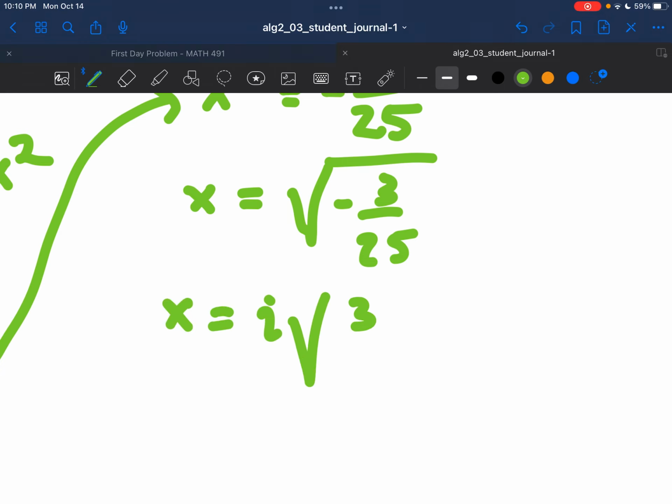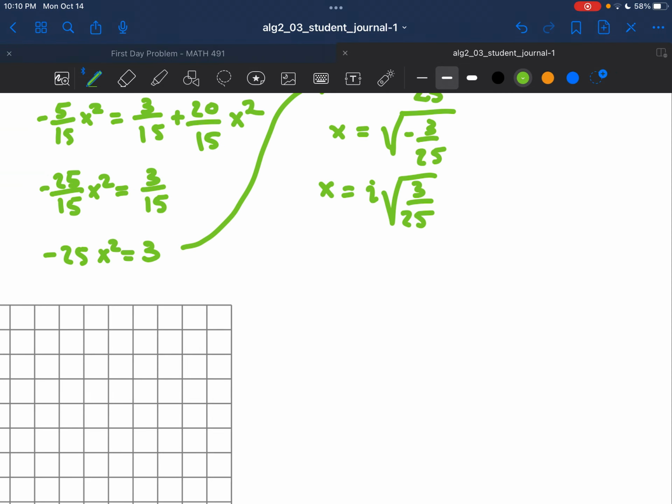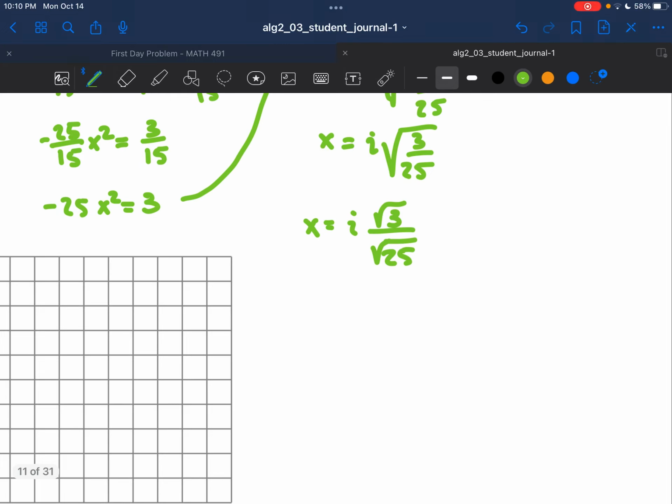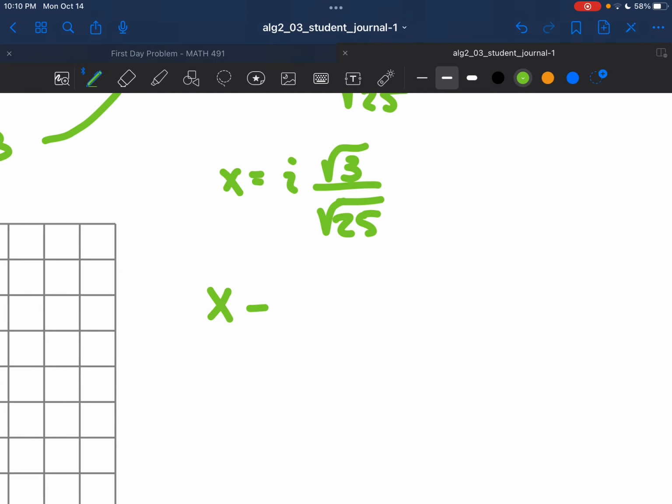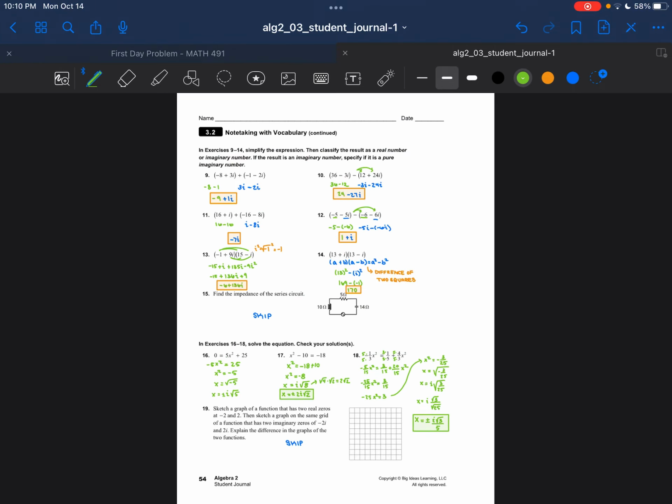I can take my i out, 3 over 25. And then we're going to go ahead and bring this radical up to the numerator and the denominator via our exponent rules. So x equals i square root of 3 over the square root of 25. And the square root of 25, drum roll please, is 5. So x equals plus or minus i root 3 over 5. No rationalizing needed, which was very nice.